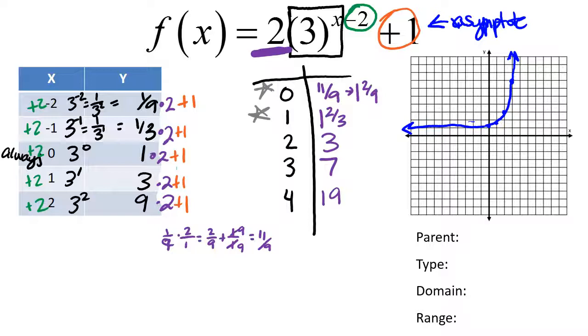Let's answer some additional questions. Your parent function was our 3 to the x. That's what we started with. Your type, due to the fact that this is greater than 1, is growth. Your domain, you go forever left and you go forever right, which will be true for every growth and decay graph we have. Your range, how low, it goes to 1 and goes up till forever. Now here's something that's a little different. We don't actually touch or equal 1, so this is a parenthesis. So with growth and decay, all of your domain and ranges should be parentheses.